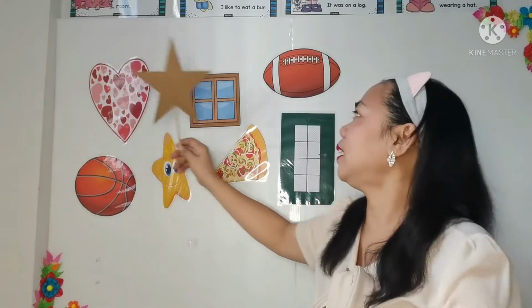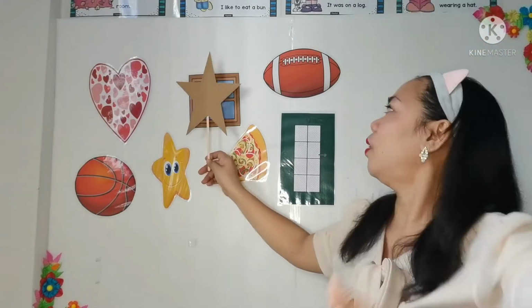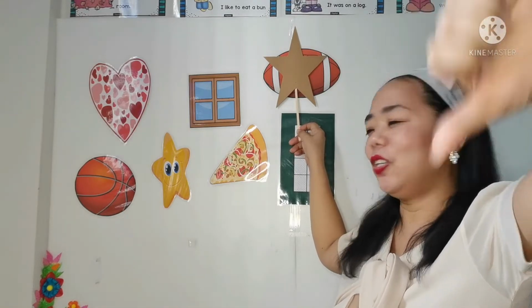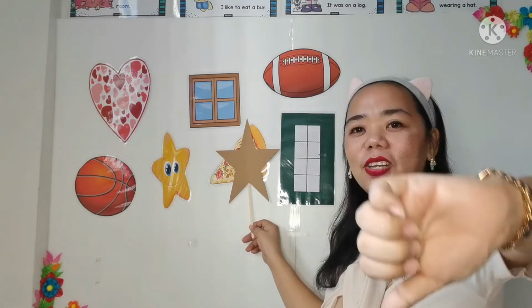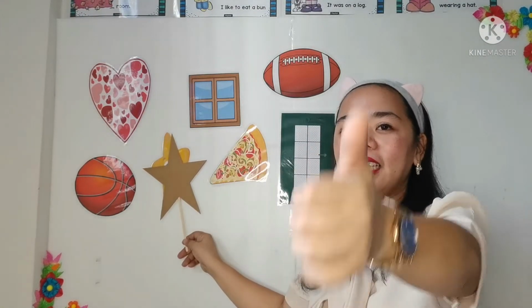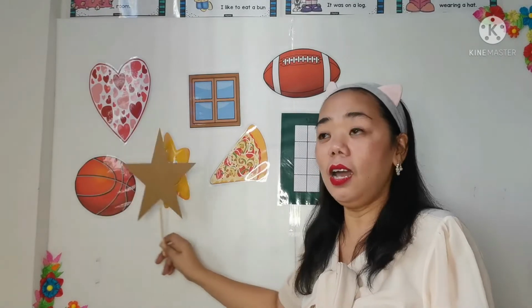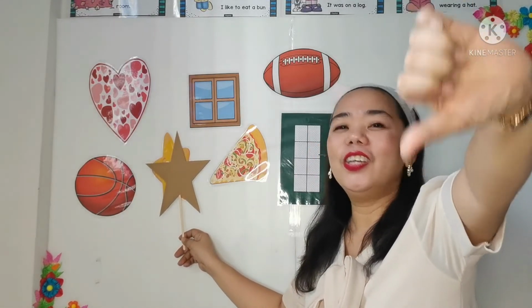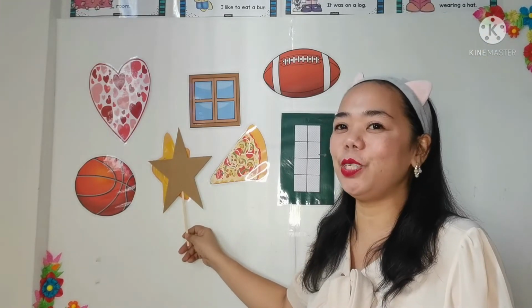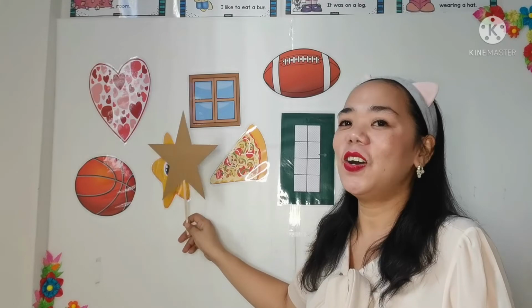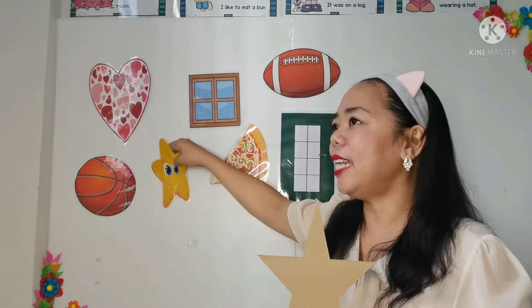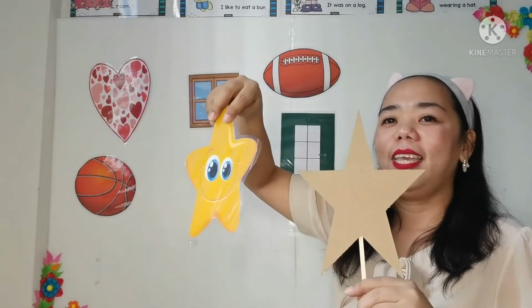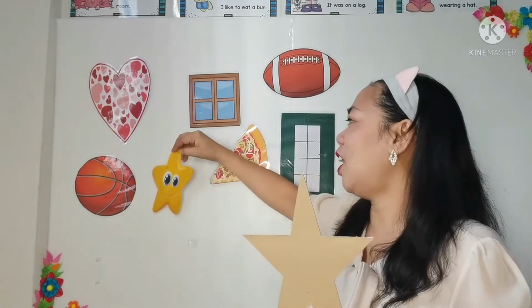Yes or no? No. Is this a star? No. Is this a star? No. Is this a star? No. Is this a star? No. Is this a star? Yes or no? Yes. Good job. I'm testing you if you know if this is a star or not. So this is a star. Good job, everybody. I hear someone saying, oh, that is the star, teacher. You skip it. Yes, this is a star. Good job, everyone.